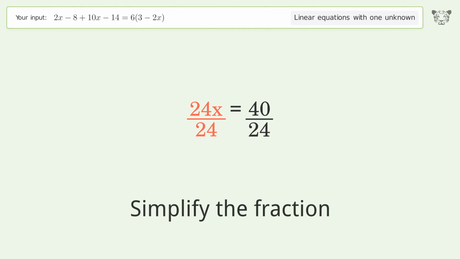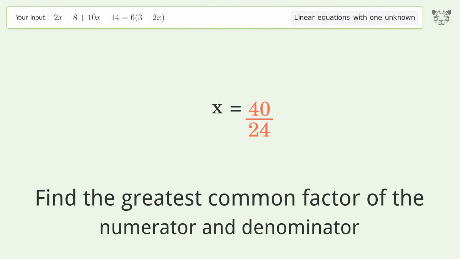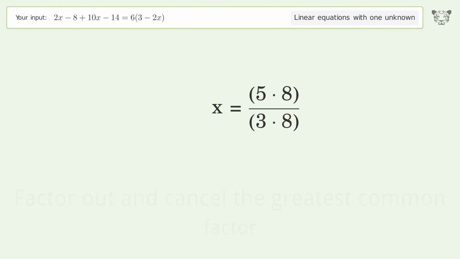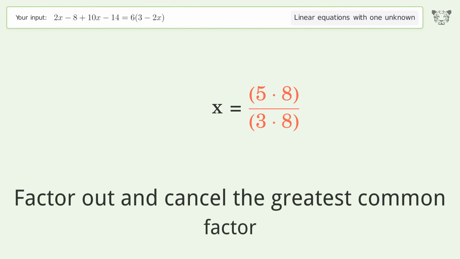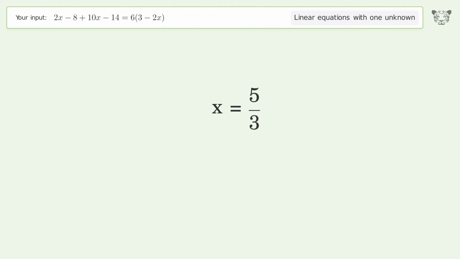Simplify the fraction. Find the greatest common factor of the numerator and denominator. Factor out and cancel the greatest common factor. And so the final result is x equals 5/3.